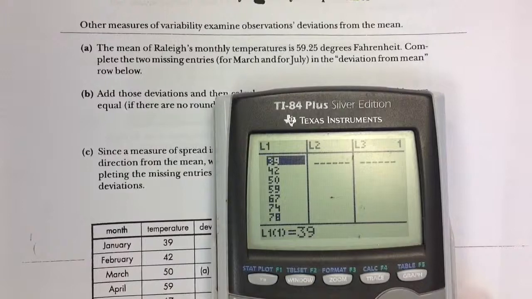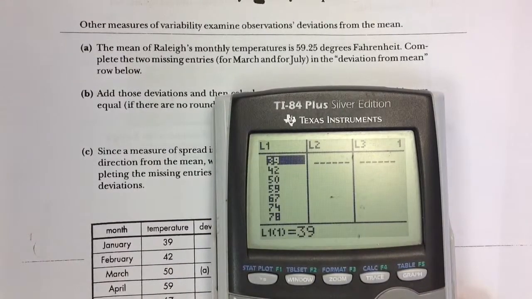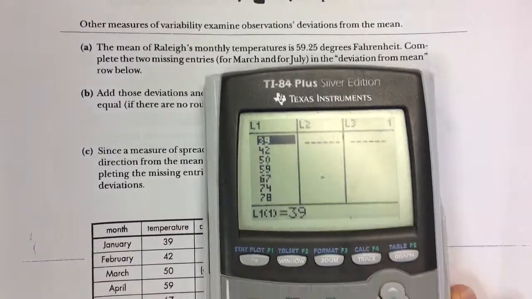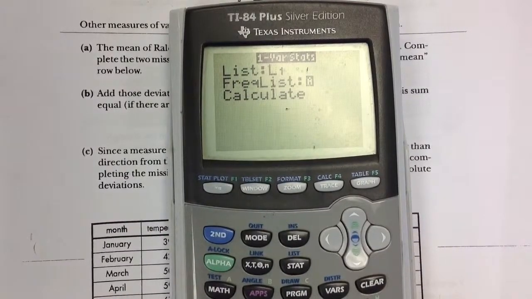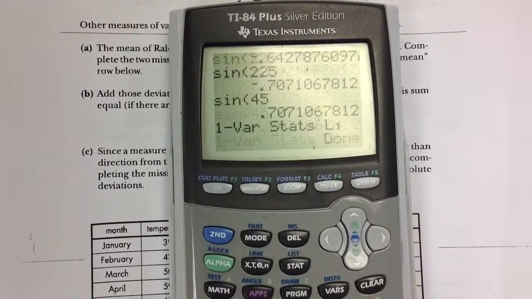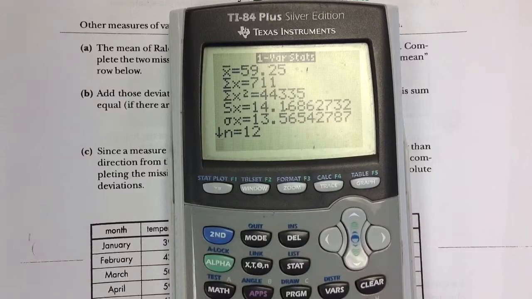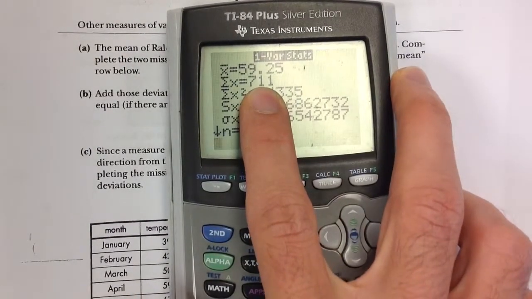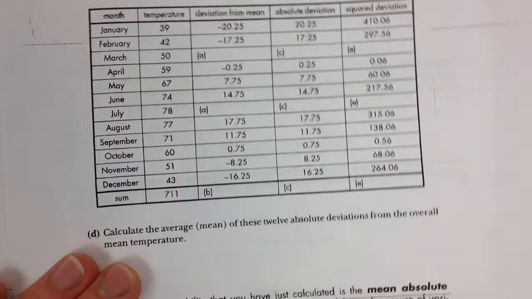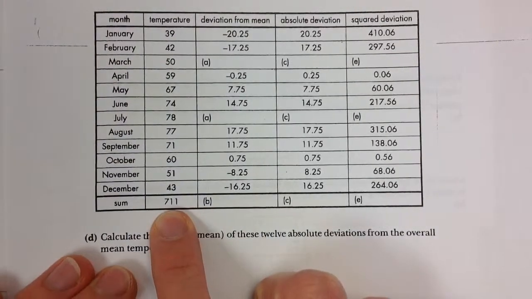If you wanted to, how could you find the mean quickly with the calculator? Stat, calc, 1, so 1-Var Stats. It's very helpful. There you go, 59.25 degrees. It's the first entry. Also note it gives you the sum, 711, and look at the bottom of the table. That matches up as well, 711.